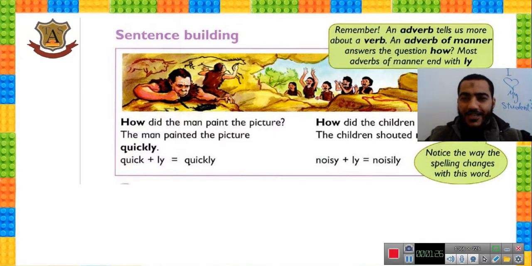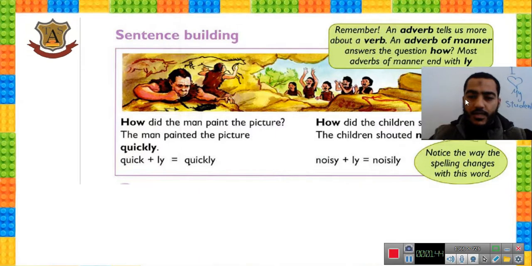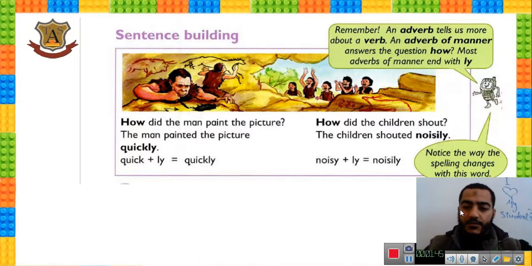Again, fast. Remember, an adverb tells us more about a verb. An adverb of manner answers the question of how. Most adverbs of manner end with ly. Okay, very good. Let's read what's in the box and I will explain everything for you, inshallah.